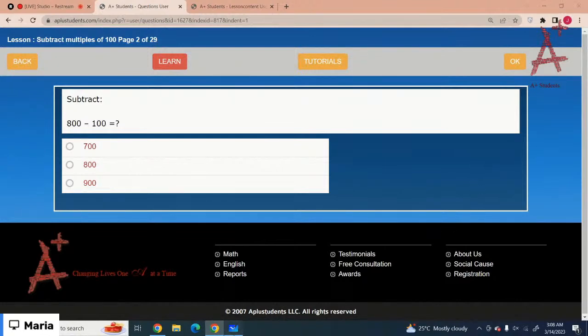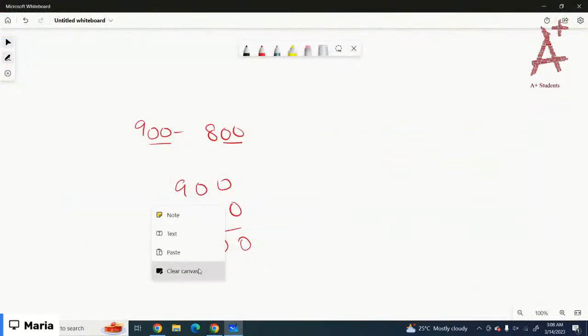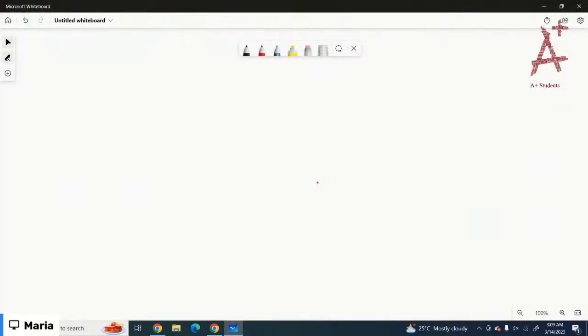Okay, 800 minus 100 is... 800 minus 100. So just look at both the numbers. They have the same number of zeros. Both the numbers have two zeros. Just write them down one above the other. And we know that 0 take away 0 is 0. So 8 take away 1 is 7.